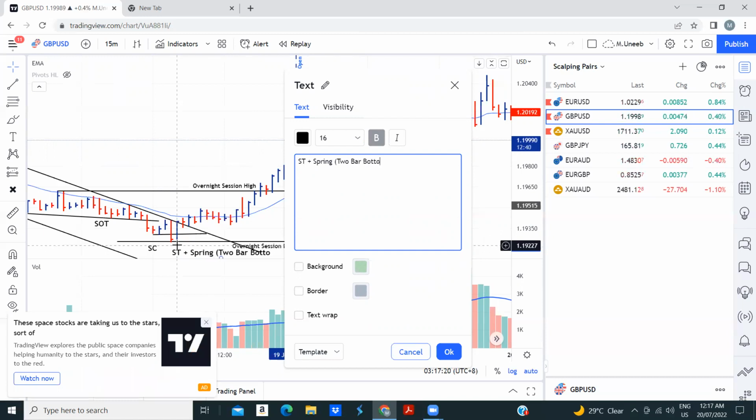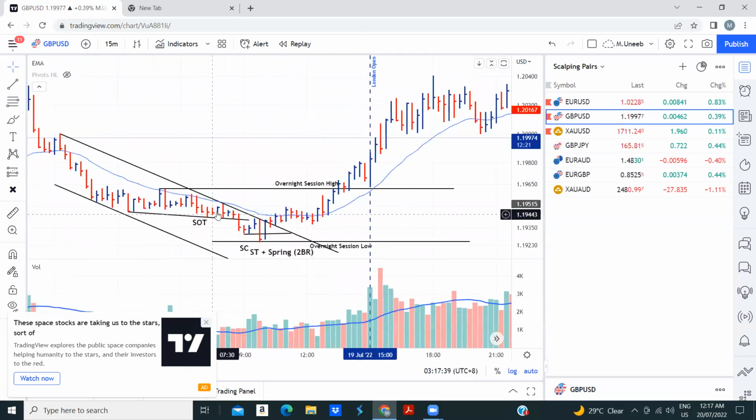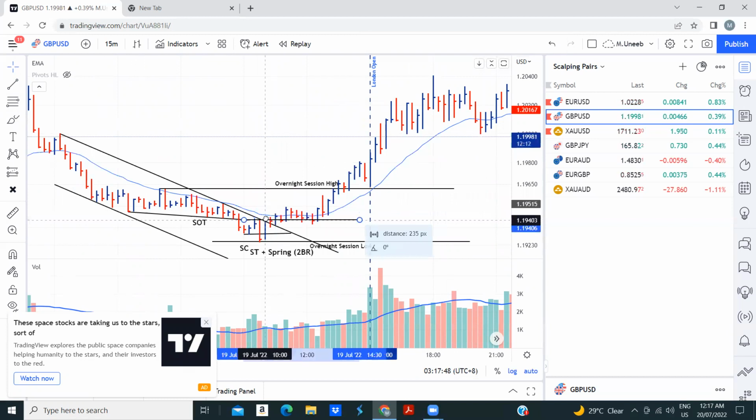The spring is a 2 bar bottom reversal, 2BR. That's a spring because we have this bar down and the next bar is closing up. So this is a 2 bar bottom reversal. And obviously if this is the secondary test, then this line would be the AR. So this is AR.